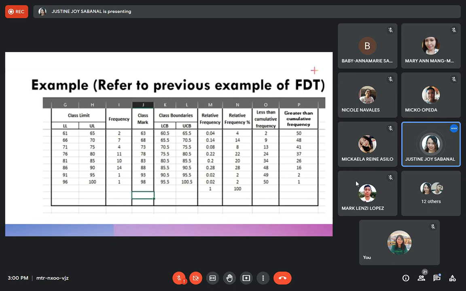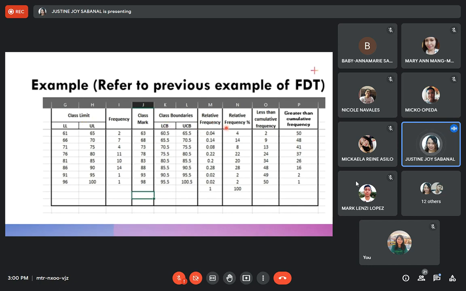So, yung previous frequency distribution table na ginamit natin before kayo mag-midterm exam. So, importante na pag galing siya sa raw data at ita-transform mo siya sa FDT, yung mga part na included is the limits, the frequency, the class mark, class boundary, RF percent, less than and greater than cumulative frequency.